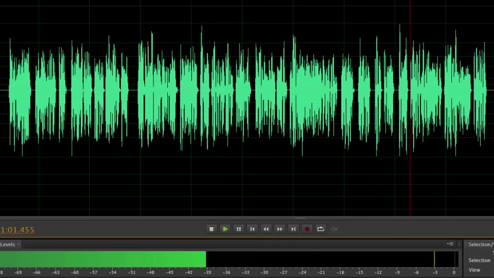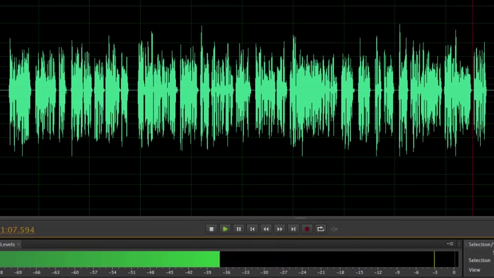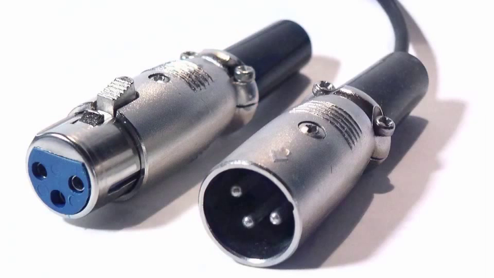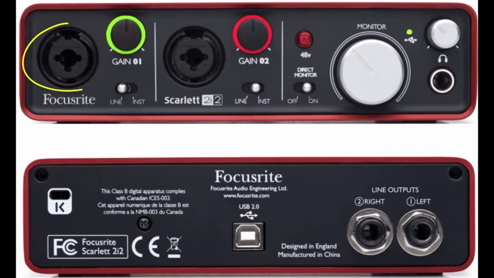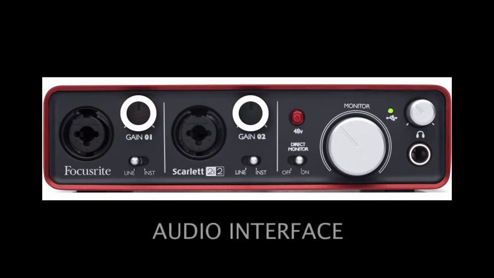That being said, before we start talking about meter readings inside our software, let's take a look at the devices that need to be dialed in before we start recording. This is an XLR mic. It uses a 3-pin connector and requires a device that will convert its analog signal into a digital signal so your computer can process the audio that's coming from your mic. This device is officially known as an AD converter, but it's more commonly referred to simply as an audio interface.